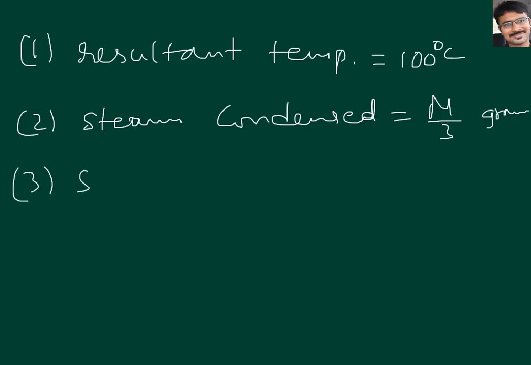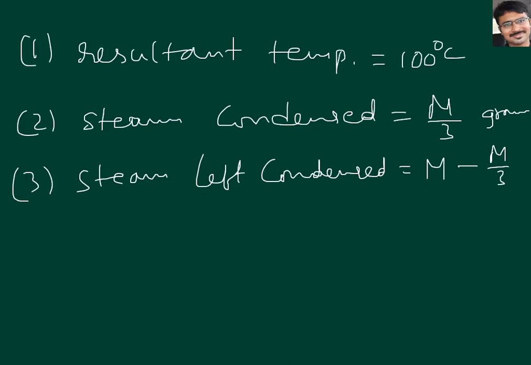Here, how much steam is left uncondensed? The total mass of steam is initially m, right? Of that, m by 3 has been converted to water. How much steam is left uncondensed? m minus m by 3, which means 2m by 3 grams of steam left uncondensed. That means the steam not converted to water is 2m by 3, and the steam converted to water is m by 3. Now, total water at resultant temperature.